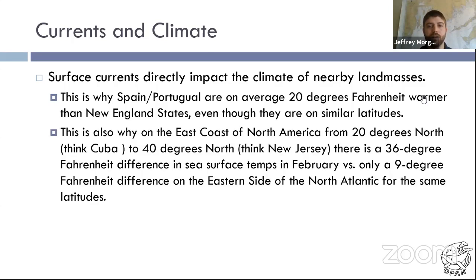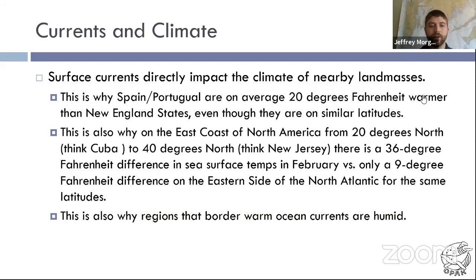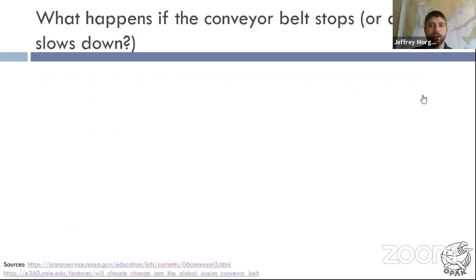This is also why on the East Coast of North America in February, we have about a 36 degree difference in sea surface temperature than they do on the eastern side of the North Atlantic, so again, near Spain and Portugal. So our sea surface currents hold a lot of heat because of water vapor, and that's why we also have regions like New England that get very humid. So currents drive the climate of our land masses pretty dramatically. And if our currents were to change, the temperature on our land mass would also change. And that gets us to what happens if the conveyor belt stops or slows down.